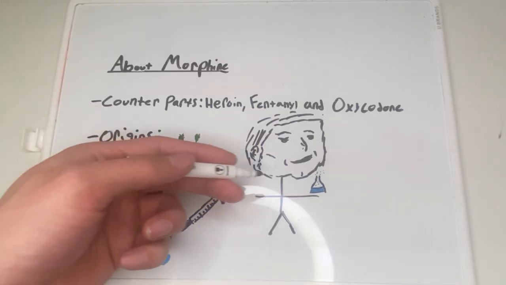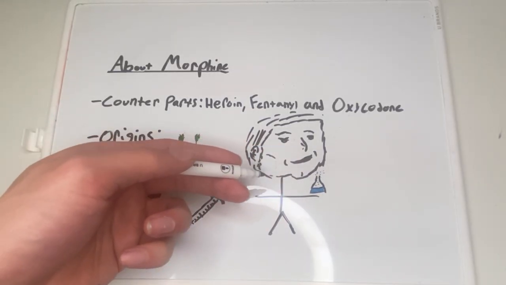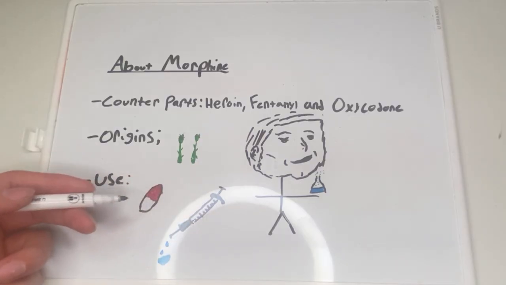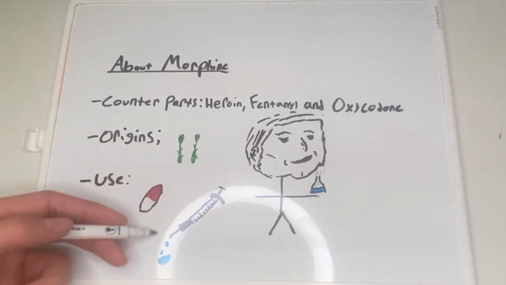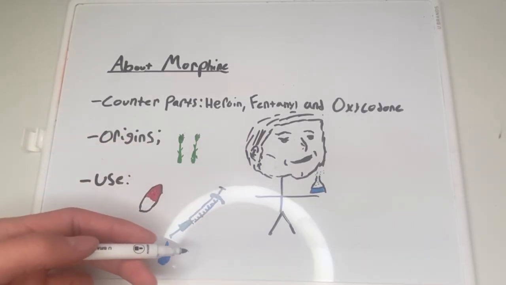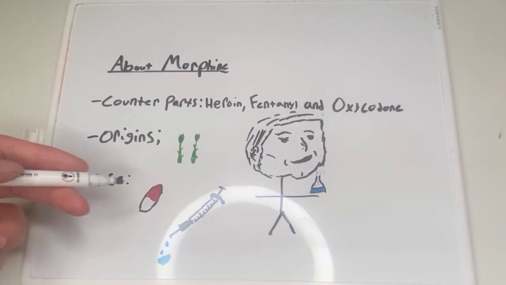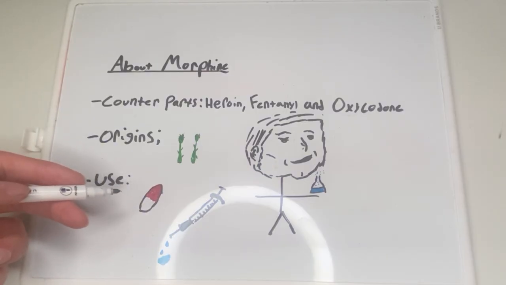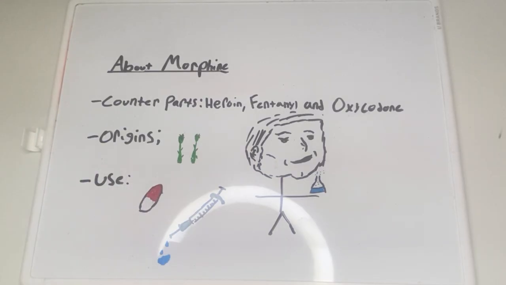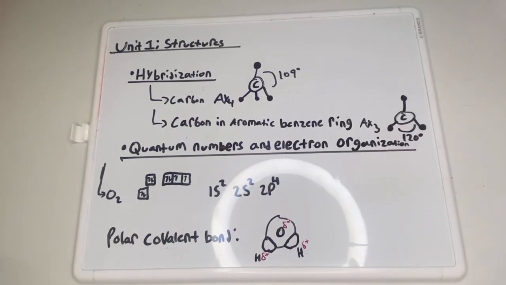But the use did not become widespread until nearly 50 years later, when the hypodermic needle and the syringe became commonplace. To this day, morphine remains the most widely used analgesic and the standard which opiates are compared to for post-operative pain relief. Now let's delve into the chemistry behind what makes morphine.